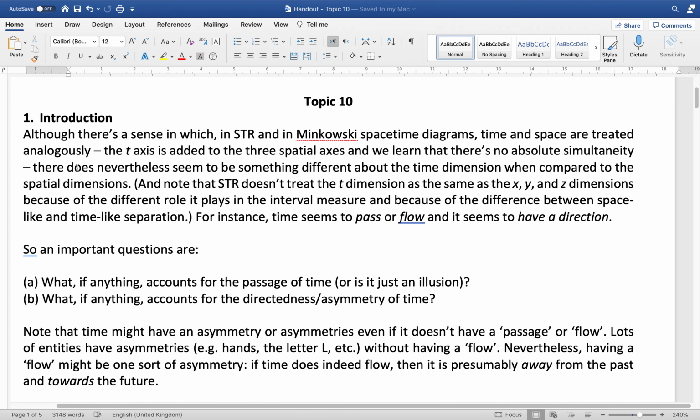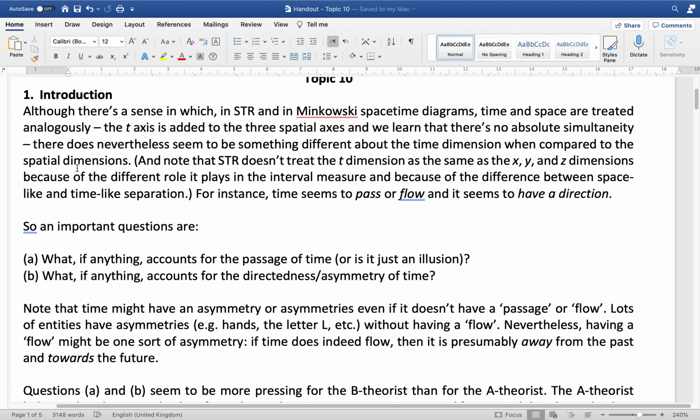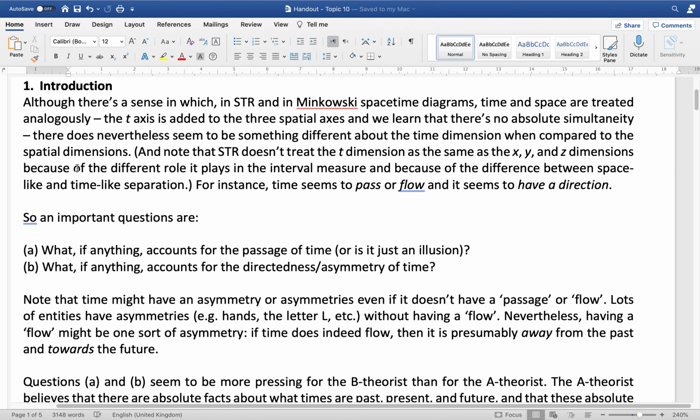So there are a couple of questions. So what, if anything, accounts for the passage of time or the flow of time? Or is it just an illusion? So people like McTaggart argue that our experience of the passage of time is illusory. Then there's another question: what, if anything, accounts for the directedness or the asymmetry of time, or as it's sometimes known, time's arrow? Now, it's important to bear in mind that these really are different questions. So they might be related, but they're certainly not the same.